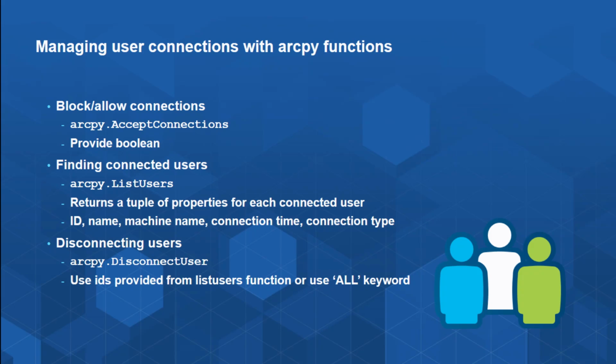For finding who's connected to your geodatabase, we have the list users function. This returns information about who's connected and how they're connected to the geodatabase. And finally, we have the disconnect user function. This is actually the function that will allow you to disconnect individual users or all users from your geodatabase.